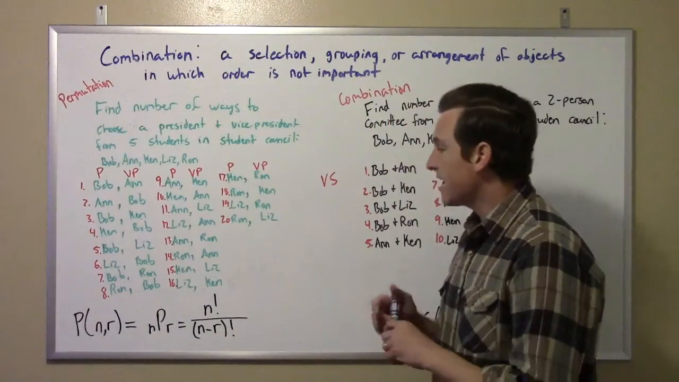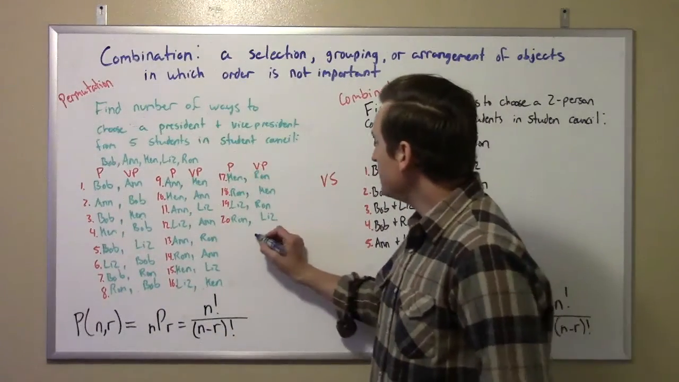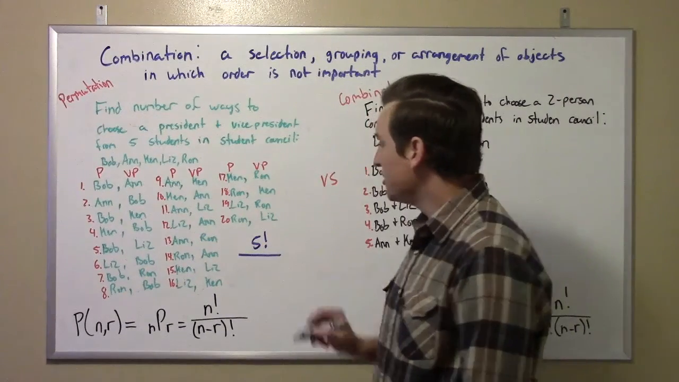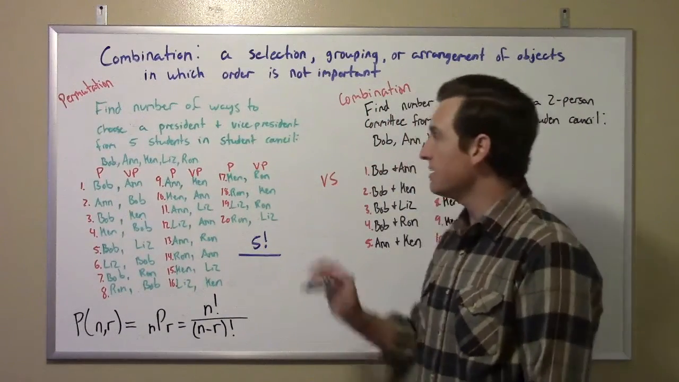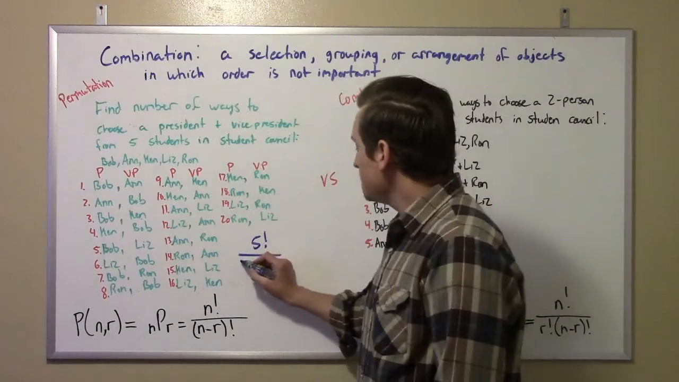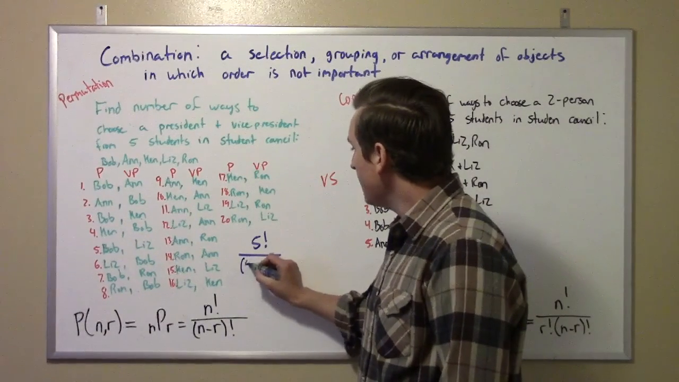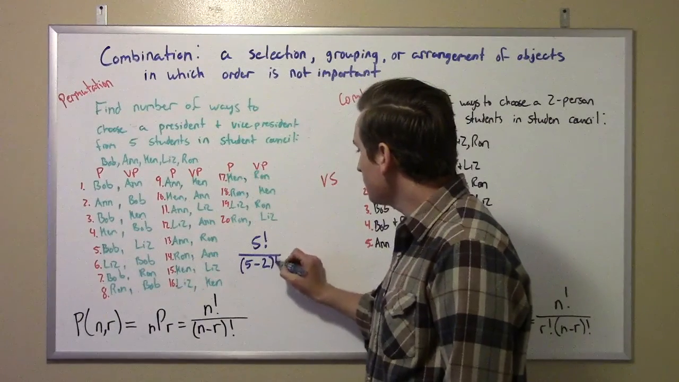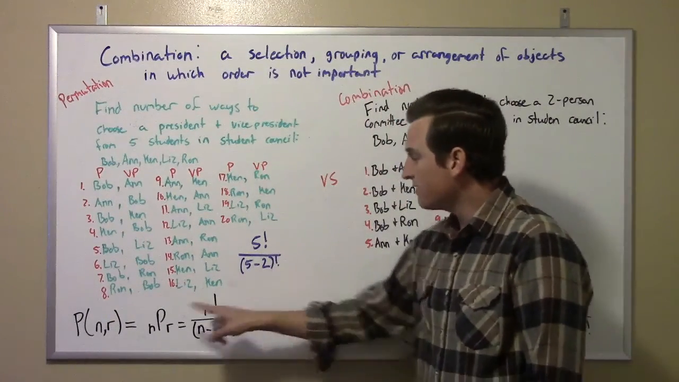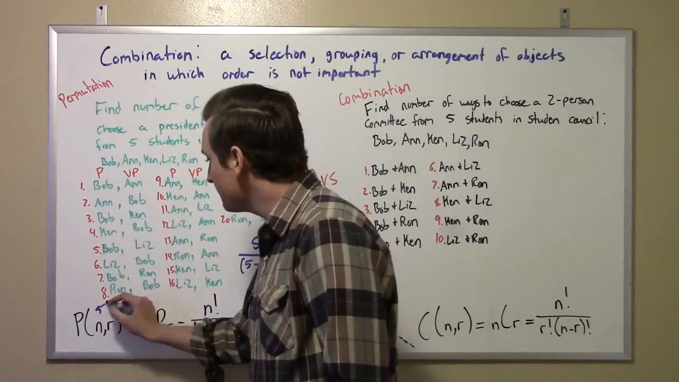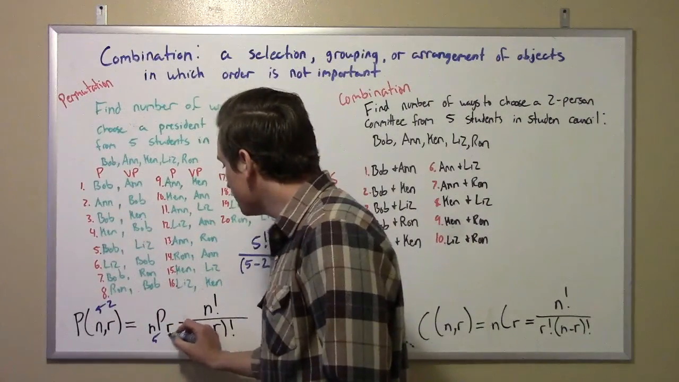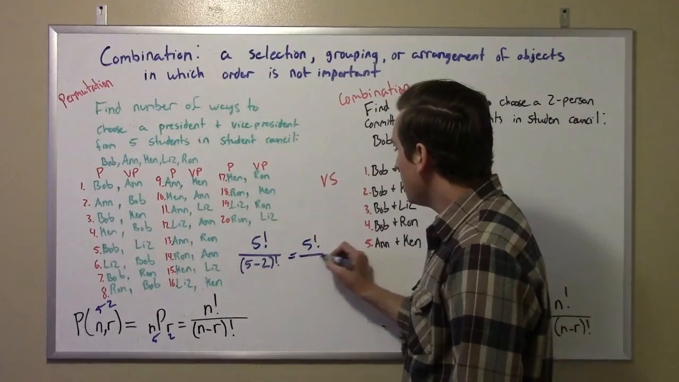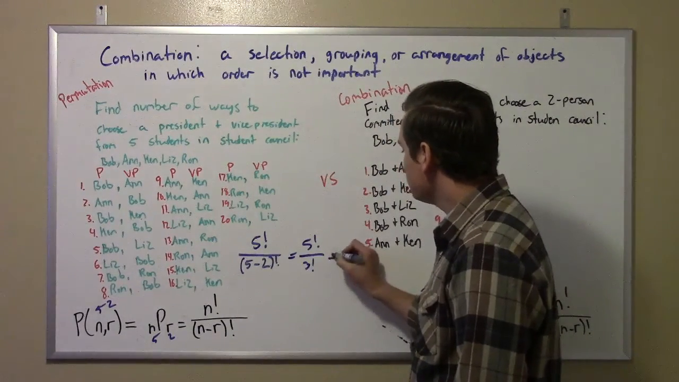Okay, so in this case we would say, okay, we have 5 people total to choose from, and then we want to choose 2 of them at a time, right? A president and a vice president. So what we're going to do is we're going to have 5 minus 2 factorial, right? 2 is the amount of people. So in this scenario we have a 5 and a 2, right? And a 5 and a 2. Okay. So this is 5 factorial over 3 factorial.